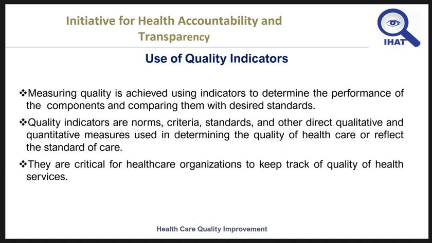Measuring quality is achieved using indicators to determine the performance of the components and comparing them with the desired standards. Quality indicators are norms, criteria, standards, and other direct qualitative and quantitative measures used in determining the quality of healthcare or reflect the standard of care. They are critical for healthcare organizations to keep track of quality of healthcare services.